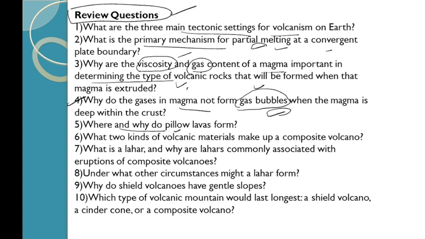Where and why does pillow lava form? Where does pillow lava form? In oceans. Why? How does this kind of volcanic material erupt? What is a composite volcano? What type of layers are associated with it? Why does this volcano have a gentle slope? And which is the longest mountain: shield, cinder cone, or composite cone? These are the terminologies. If you find these terms clear, then you can easily solve your questions.